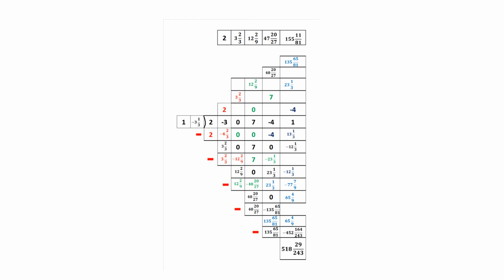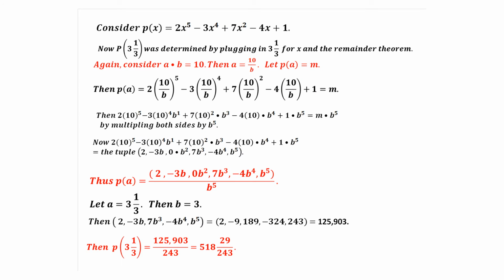And so above the division line we have quotient digits 2, 0, -4 on the first row. The next row is 3 2/3 and a 7 and so forth. And we grind it all the way down again. It's still 518 and 29 over 243. So it's a different approach on doing division, but it's still the remainder theorem and we get the same answer, but it's still quite a few steps.